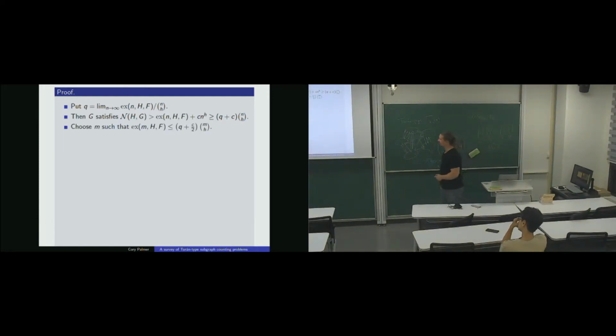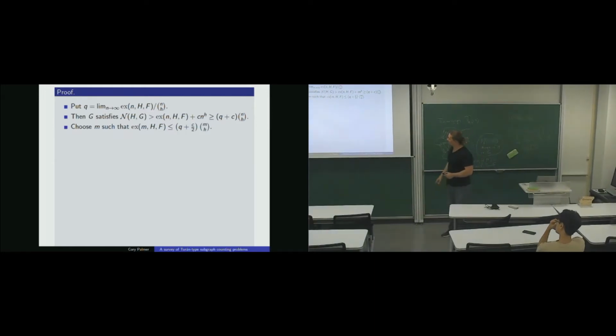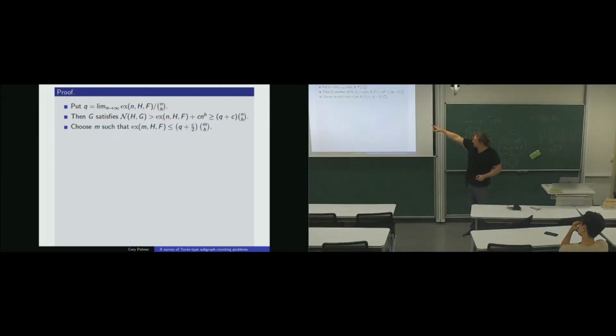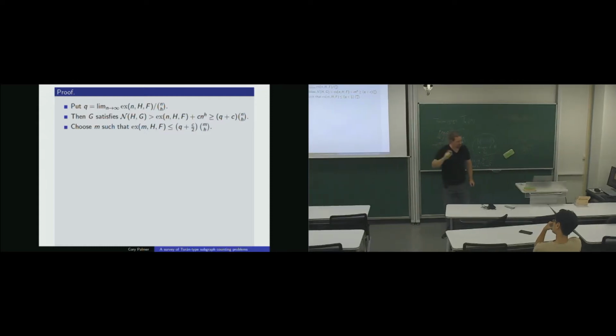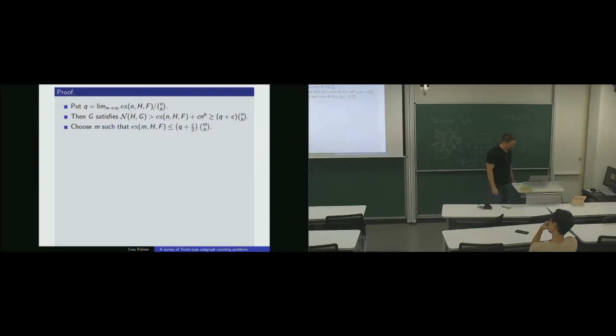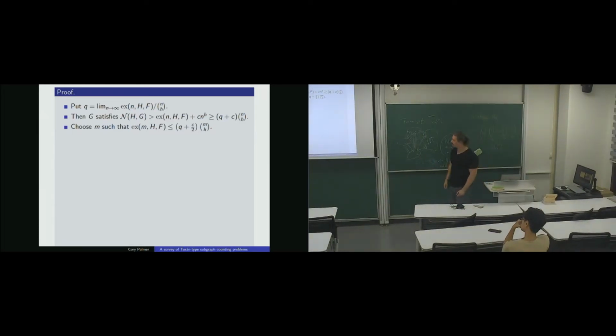Now I'm going to choose an M that's large enough. Notice this extremal number gets closer and closer to Q times M choose H, or Q times N choose H, right? And that's what it means to be a limit there. So we can choose M large enough so that it's within C over 2 as an additive constant of the thing of M choose H.